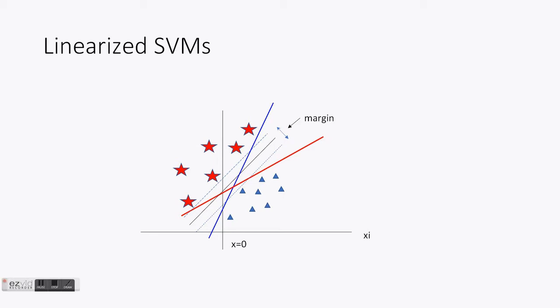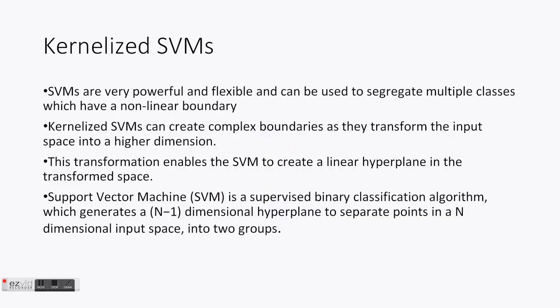So SVMs can generate these kinds of linear boundaries, but what makes them more attractive is that they can also generate non-linear boundaries. The way they do that is they transform the input data space into a higher dimension, and in this transformed space you can create a linear hyperplane to segregate the two classes. While this may sound very technical, I will come up with two examples which will make the concept easier. If you look at this last statement, a support vector machine is a supervised binary classification algorithm which generates an n-1 dimensional hyperplane to separate points in an n-dimensional space into two groups.